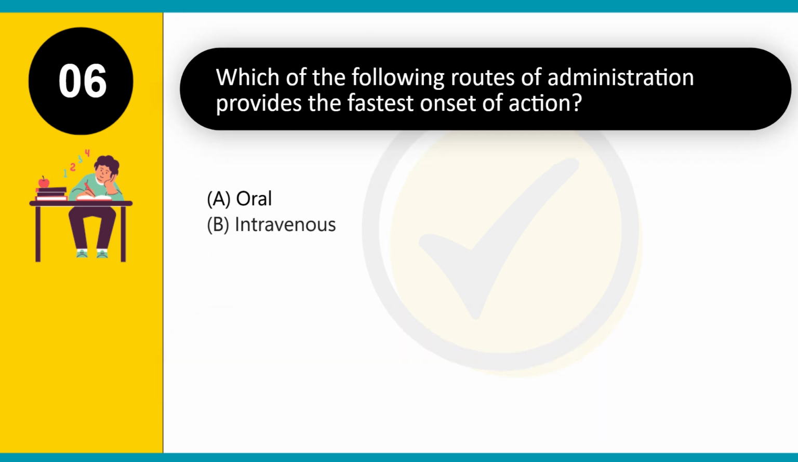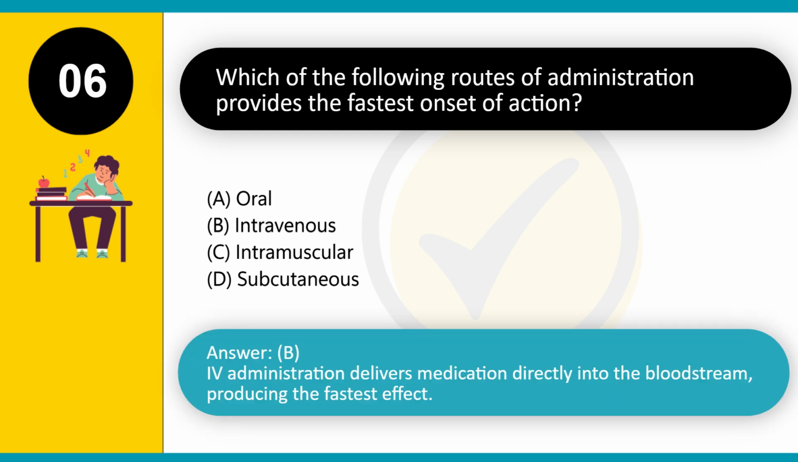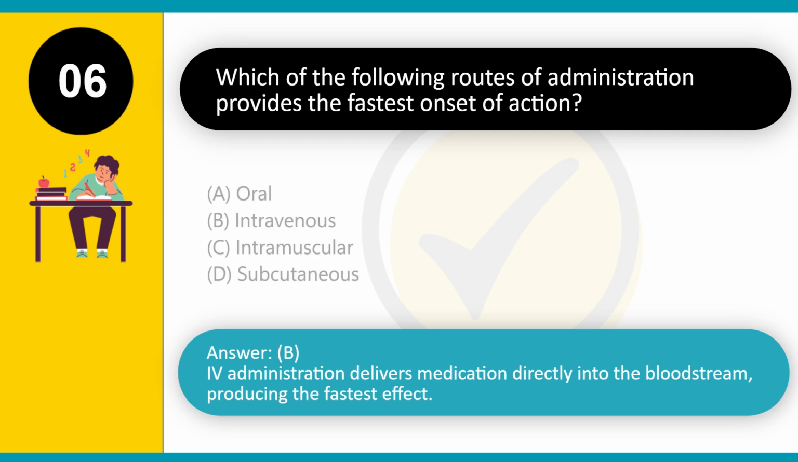Which of the following routes of administration provides the fastest onset of action? A. Oral. B. Intravenous. C. Intramuscular. D. Subcutaneous. Answer, B. IV administration delivers medication directly into the bloodstream, producing the fastest effect.